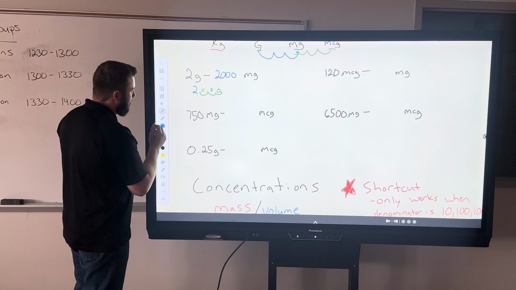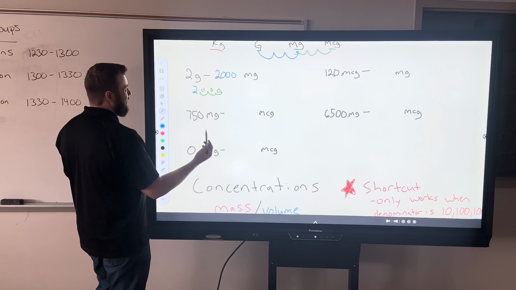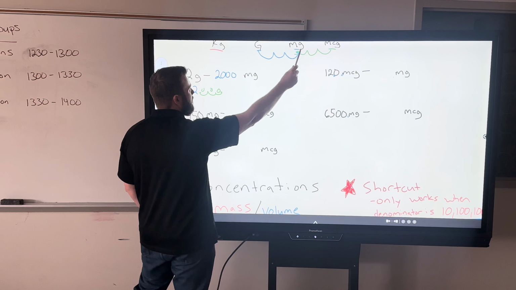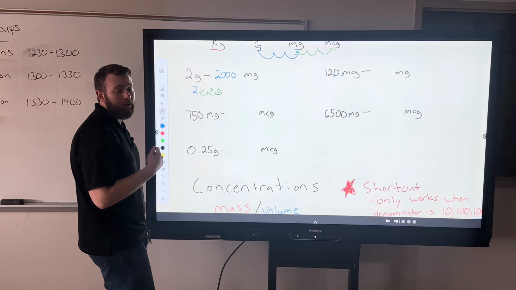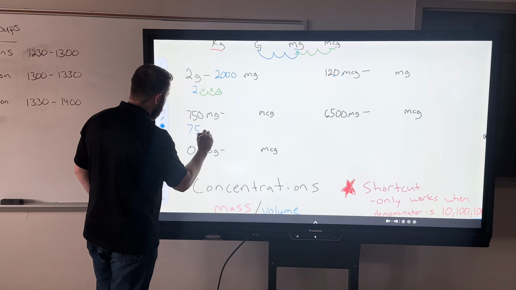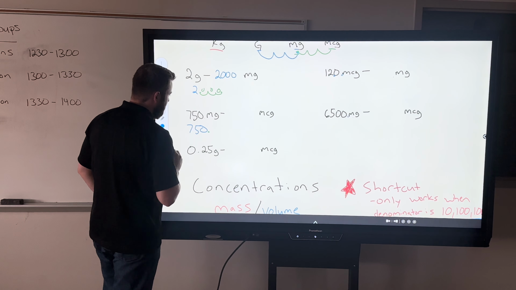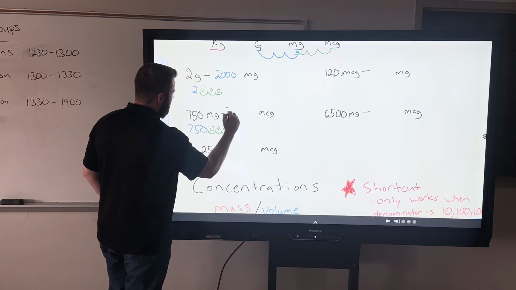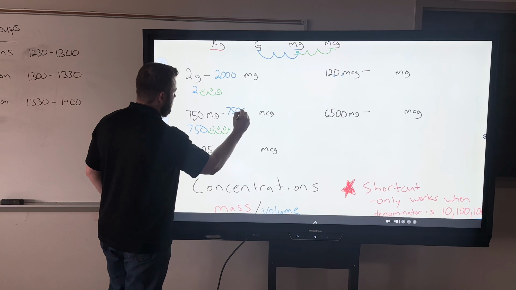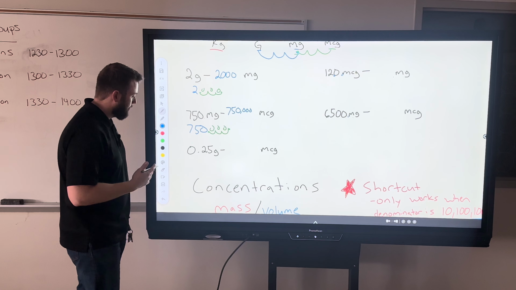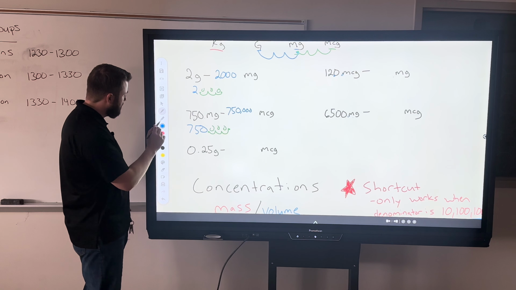The next one, I have 750 milligrams and I need to go to micrograms. So this is kind of the same example as this one, except I'm going from milligrams to micrograms. So again, I'm going to move my decimal place 3 places to the right. So if I have 750, decimal place is right here. 1, 2, 3. New decimal place, fill in the zeros. I have 750,000 micrograms in 750 milligrams. We'll come back to this one.